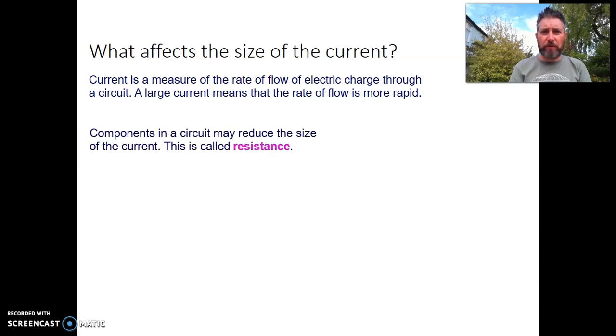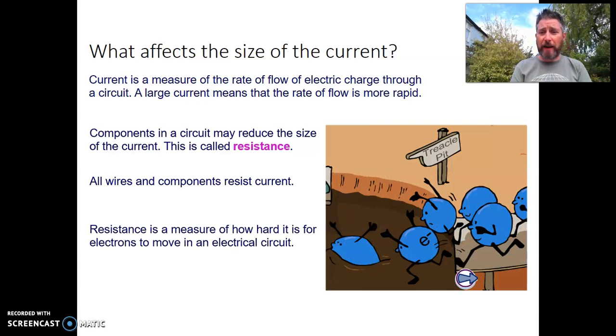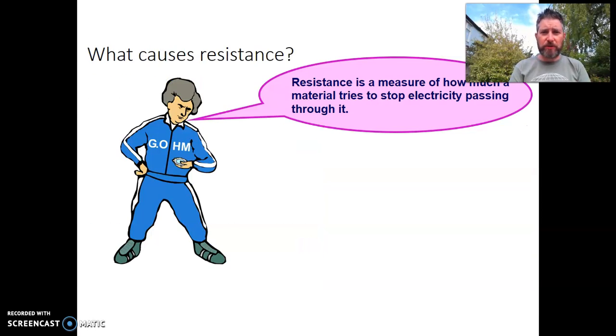So current is the measure of the speed of flow, the rate at which the electrons move around, the rate of charge moving around a circuit. And anything that slows that down, anything that reduces the current is called resistance. So resistance is a measure of how hard it is for electrons to move in a circuit. And if something slows them down, they are high resistance.